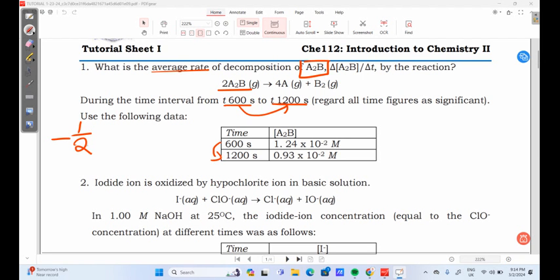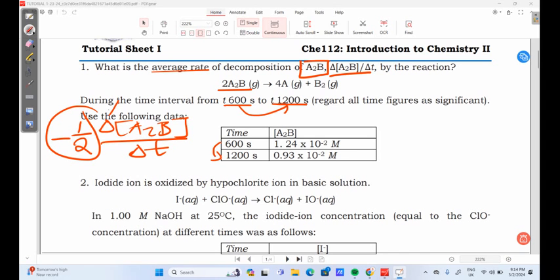Now, on top, from the question we can even see that it's a change in the concentration of A2B over change in time. Okay. The only thing they just didn't give you is this. They want to know if you know. Okay. So what do we do?